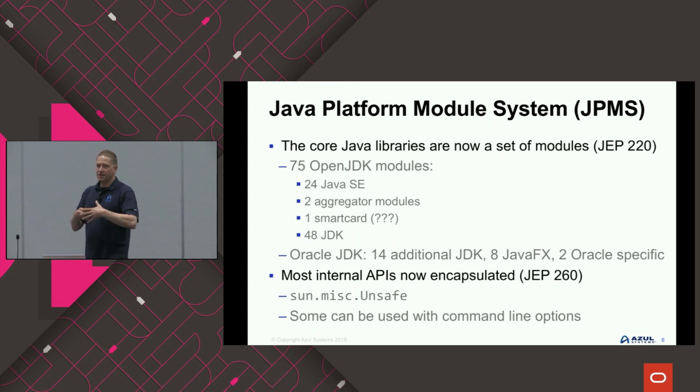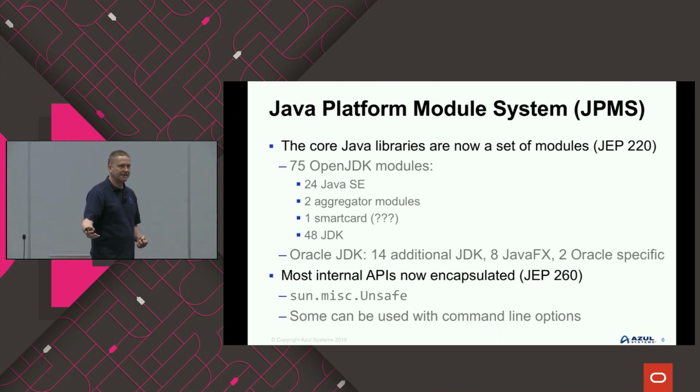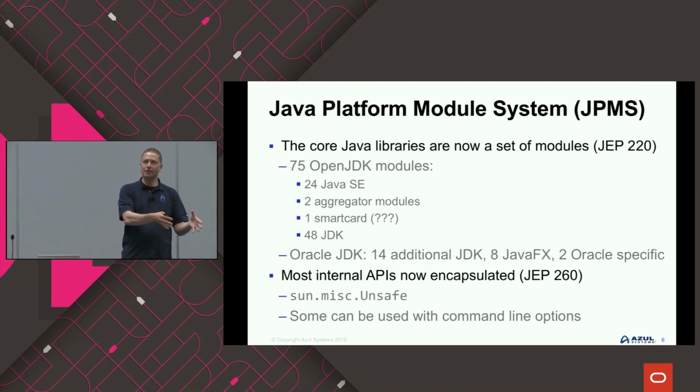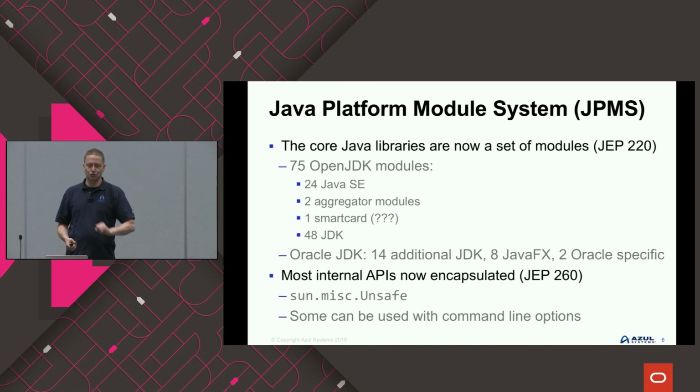So what they did was they essentially broke it up into 75 OpenJDK modules. And of those, there's 24 that make up Java SE. That's what you need to comply with the specification. It's what you need in order to call something Java. There are two aggregator modules, and an aggregator module is one that doesn't contain any packages. It only contains references to other modules.